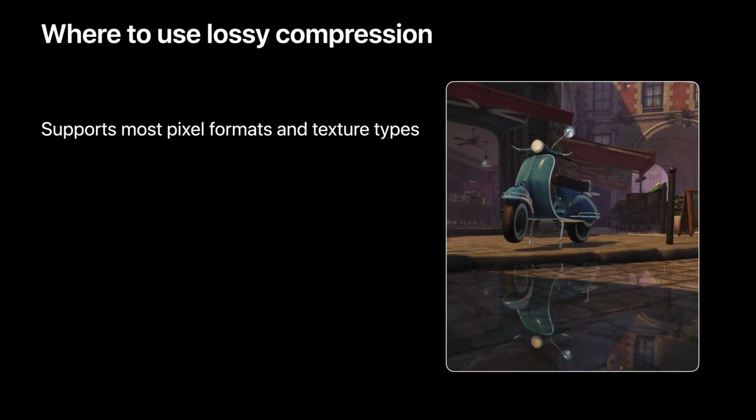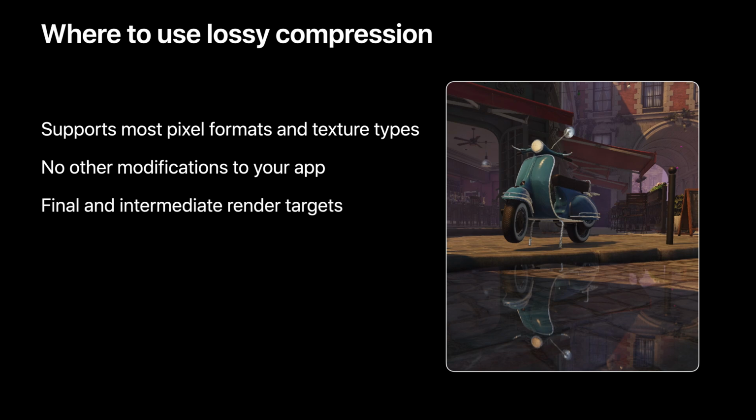Lossy compression supports most pixel formats and texture types, and you can use it on your render targets. In many cases, you can enable it on textures without any further modifications to your app. I recommend your apps enable lossy compression wherever the quality trade-off is acceptable to you. The easiest place to enable it is your final render target, where you're least likely to notice a loss in quality. Consider using lossy compression for intermediate render targets, and use that memory saving for other things, such as increasing texture resolution. And be sure to review your post-processing chain to find render target candidates that may benefit from lossy compression. Here are some of the use cases in detail.